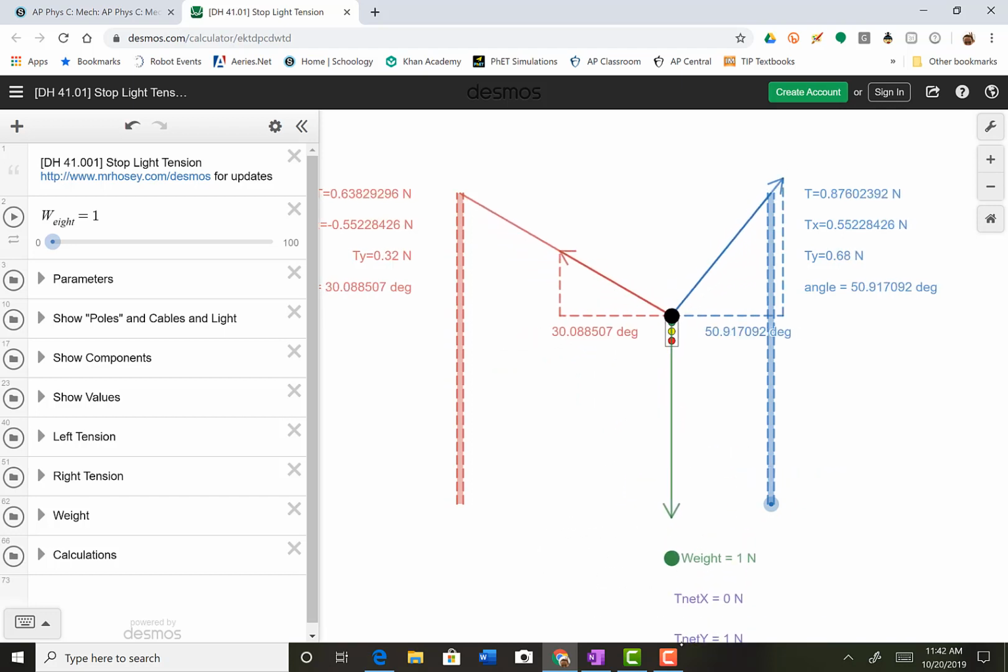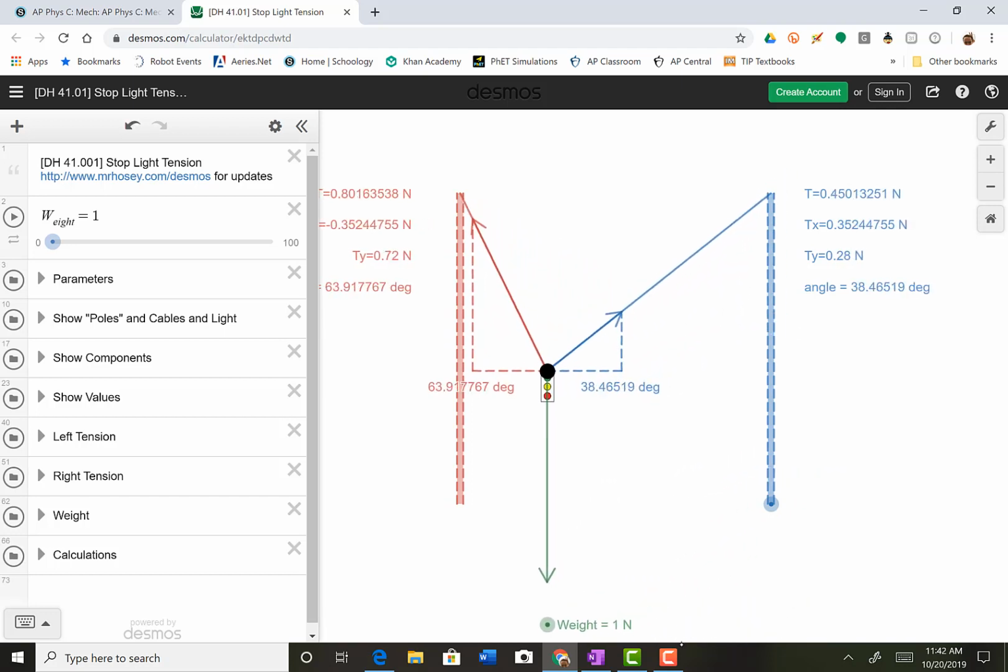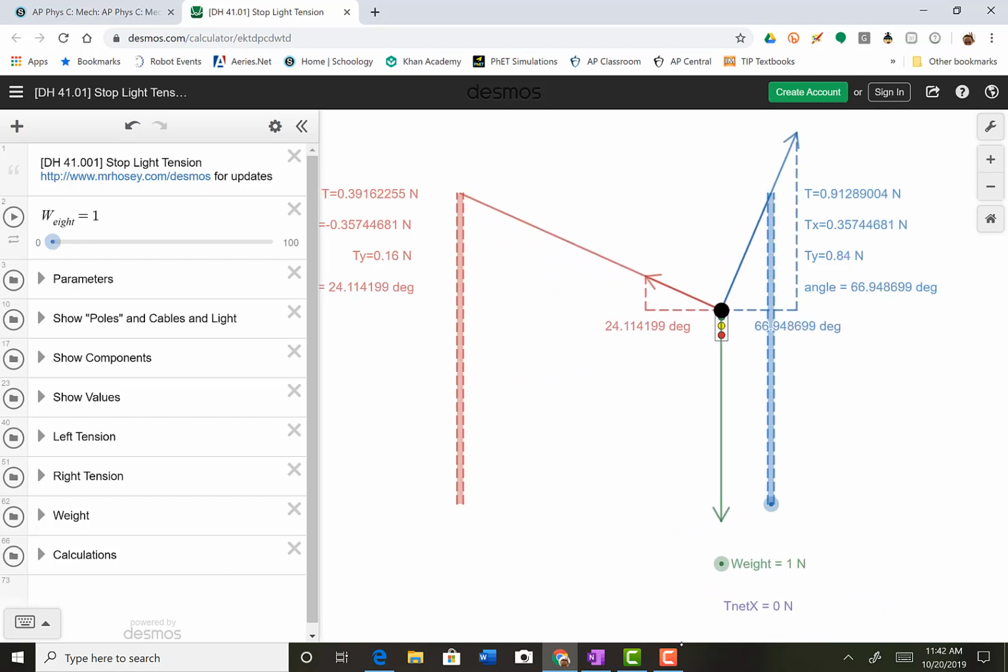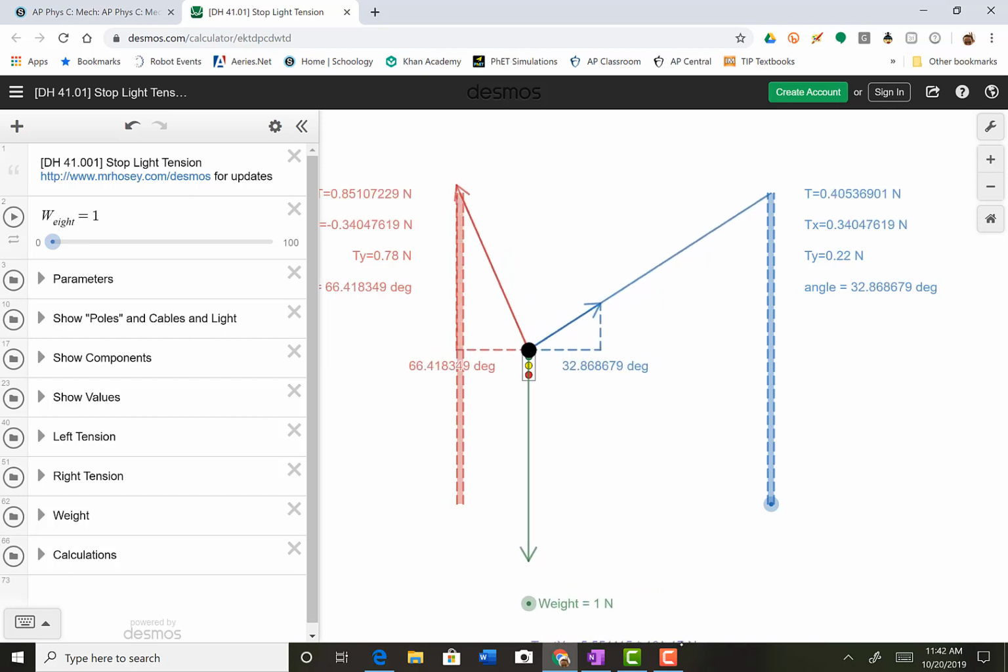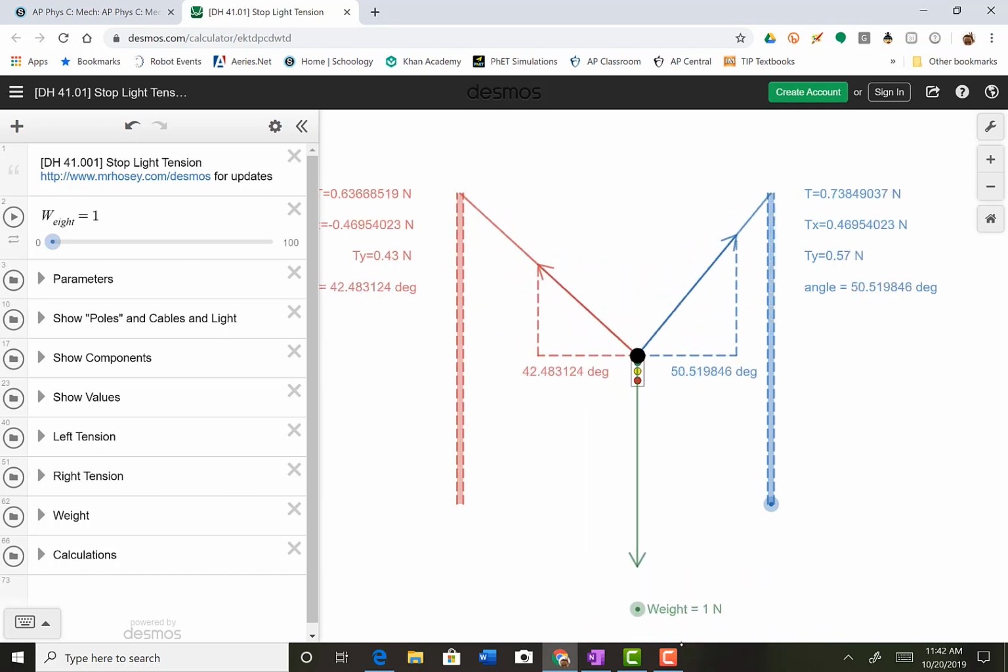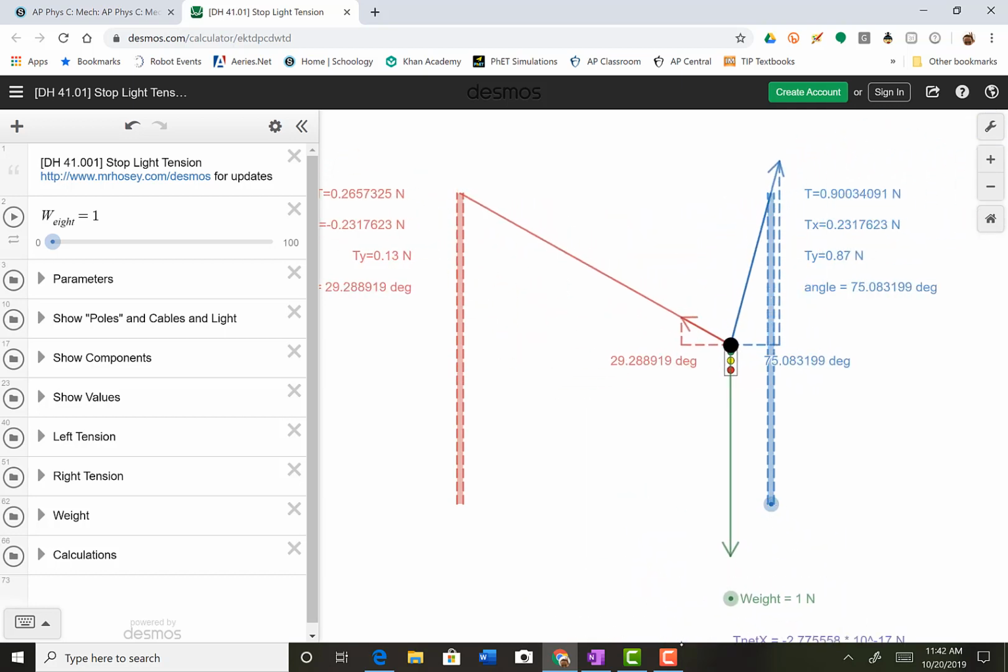I can even change the weight, make it bigger. You can see those tension forces get bigger because this is an equilibrium problem. Equilibrium meaning that the acceleration in the x and y direction is going to be 0. And that basically makes it so all these forces have to add up to 0. And so you can see all the different combinations that you can make. So yeah, that's pretty cool.